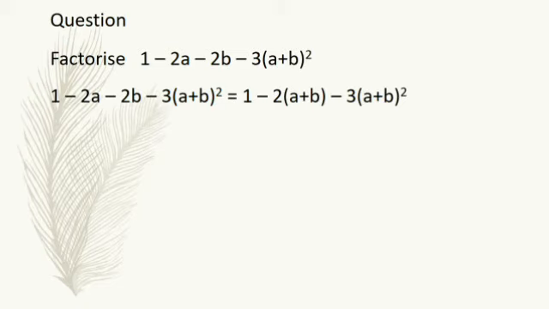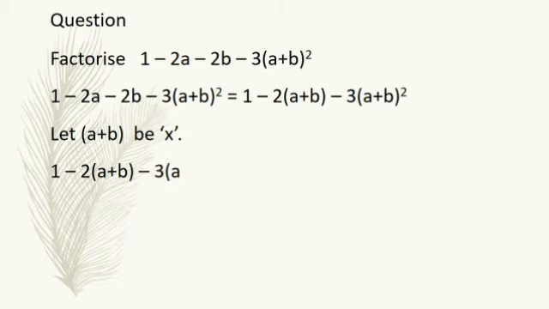Now, instead of a variable, we have two variables. The sum of two variables, that is a plus b. Therefore, we have to take a third variable, that is let a plus b be x. Now, the polynomial can be written as 1 minus 2x minus 3x square. Instead of a plus b, we write x here. Now we have the polynomial in the variable x. We have to factorize it.